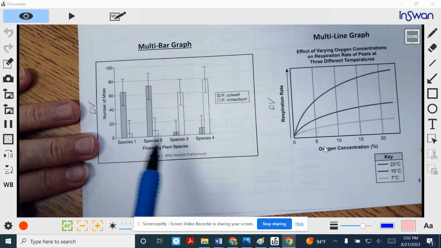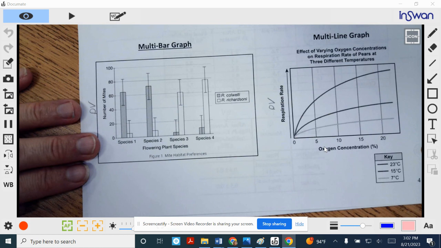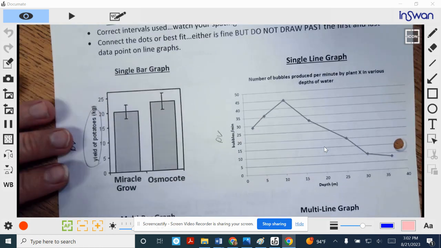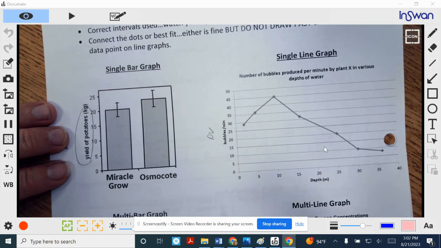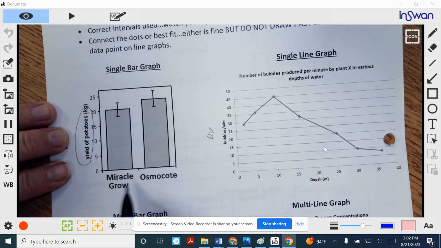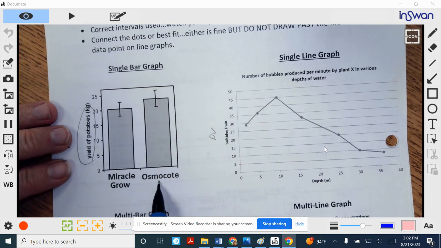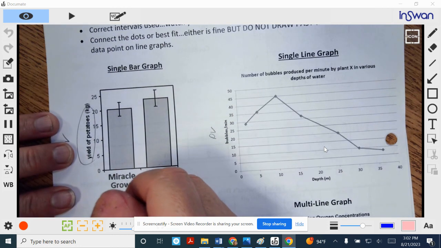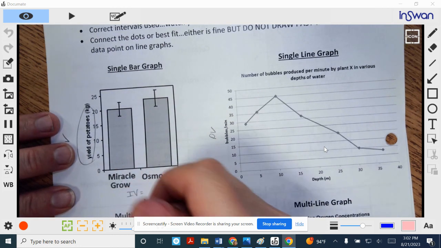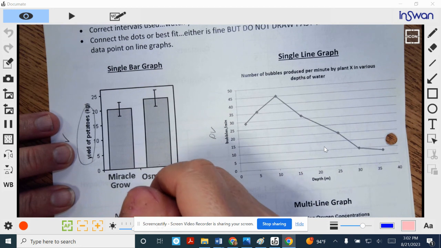Down here, you can see there's actually two bars for each species. So this is a double bar graph or a multi-bar graph, okay? So for just a simple little bar graph like this, your IV, you're going to look here. So they're changing the type of fertilizer. There's Miracle-Gro and then there's Osmocote. So if I said identify the IV, you would say the type of fertilizer.